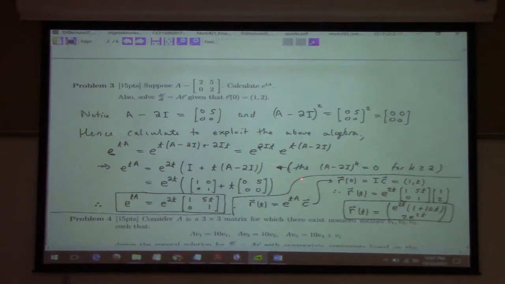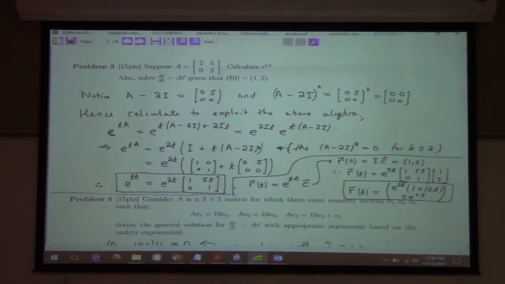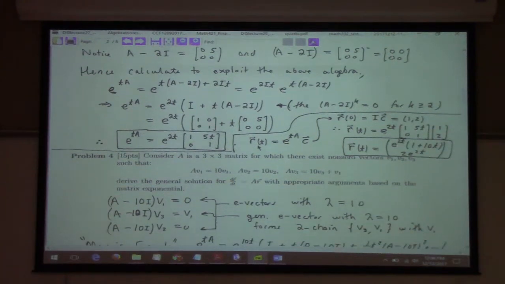On the flip side, r of 0 is just e to the tA at t equals 0, e to the 0, which is I. So in fact, you can put c equal to 1, 2, and that does it. So the matrix exponential is really nice in terms of initial value problems. If you want to solve an initial value problem, all I do is take the matrix exponential times the initial value vector, and that's the solution. That's really, really nice. But of course, you could sort through that with more complicated calculations and still get the same answer.